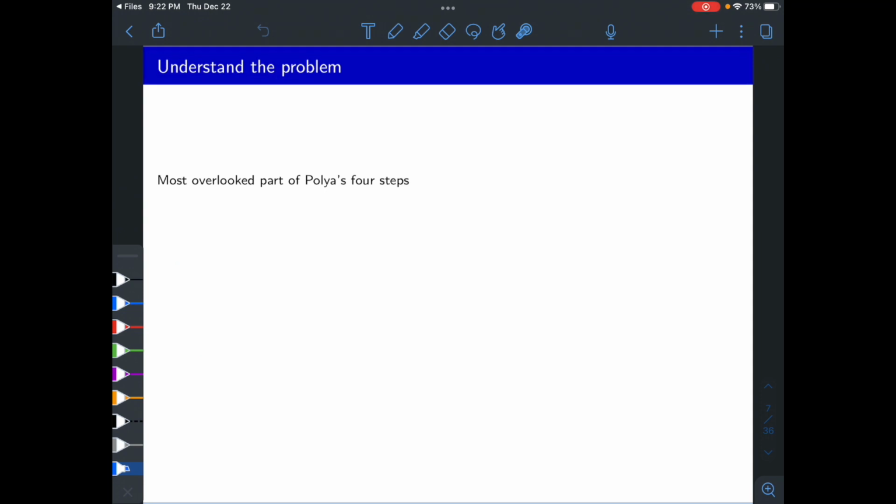So as I said, understanding the problem is usually the most overlooked part of Polya's four steps. And so, what goes into this? So can you restate the problem in your own words? What do you know about these types of problems? Have you seen similar problems before? Can you sort of generalize some tools and techniques that you did in other similar problems to whatever you're working on now?